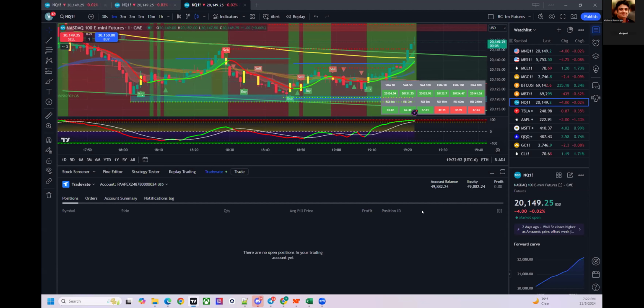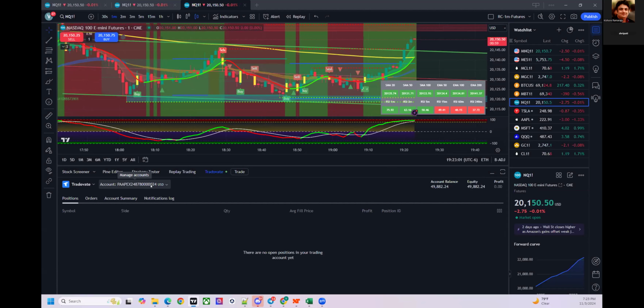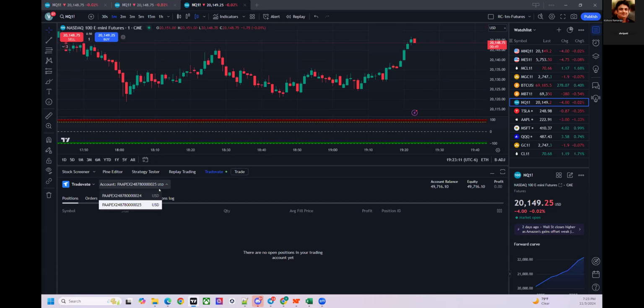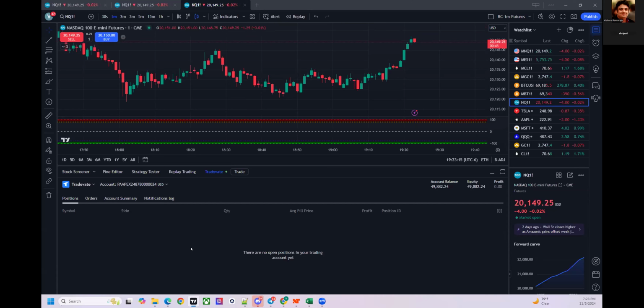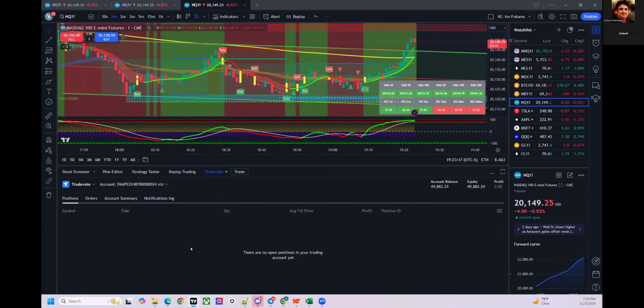So this is just showing account balance, all these things. In the account drop down, if you have more accounts, you will see all those accounts. Okay, I have two accounts. If you have replicator software, then you make one of those a leader, and whatever trades you take in 24 will copy into 25.